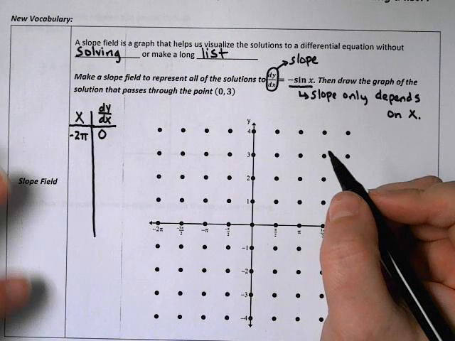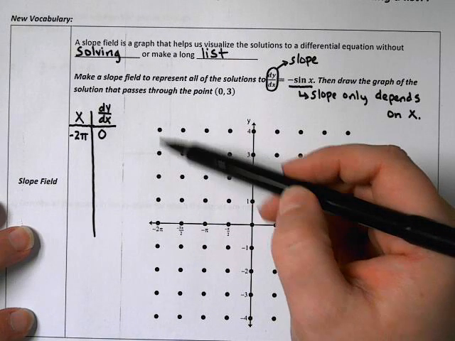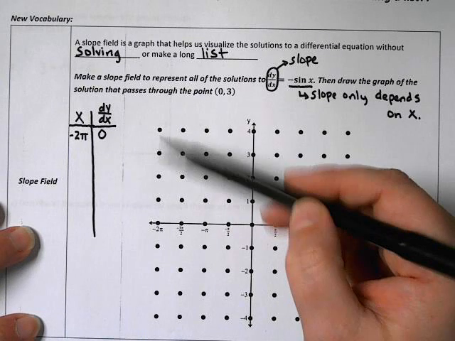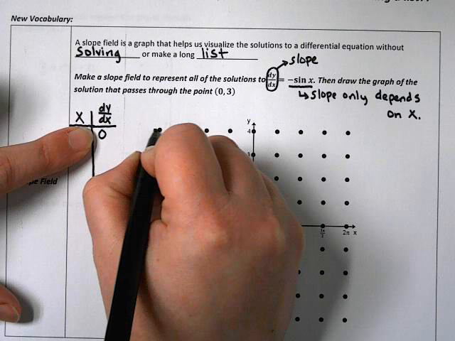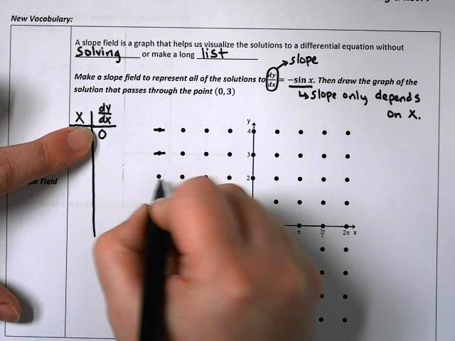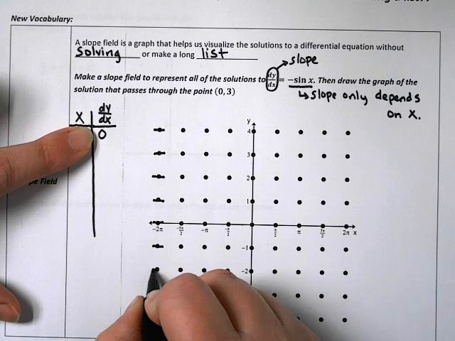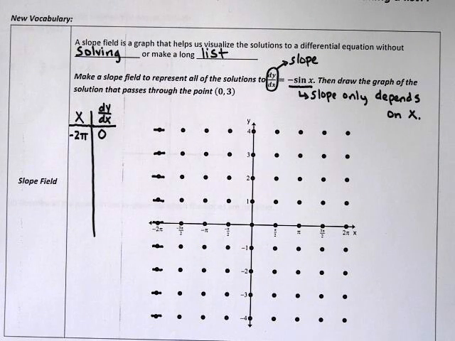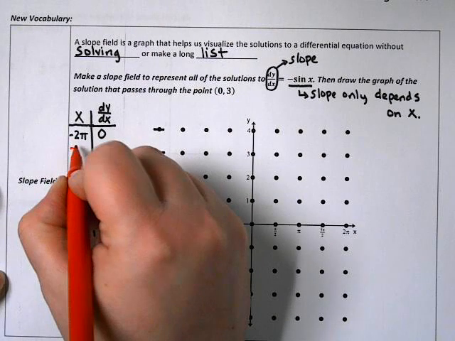So to show that on our graph, oh, I should have changed colors. Oh well. Any place where the x value is negative 2 pi, we're just going to draw a little segment that has a slope of 0. So I'm just going to draw a little horizontal line on each of these dots, because that means it has a slope of 0. Okay? Then our next x value is negative 3 pi over 2.